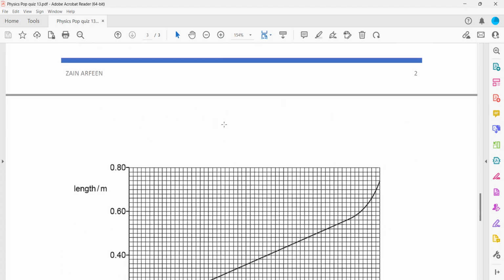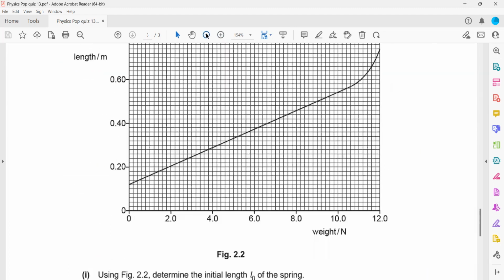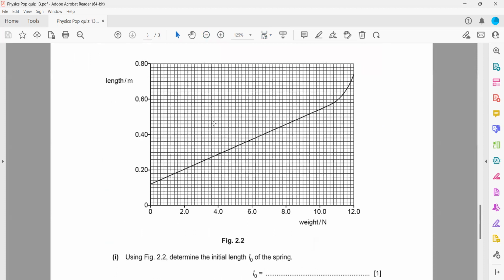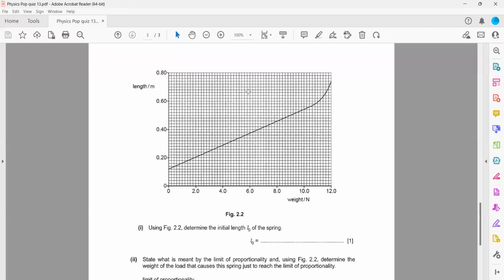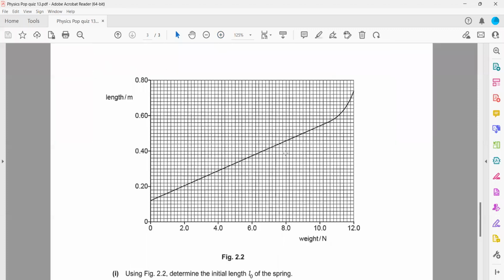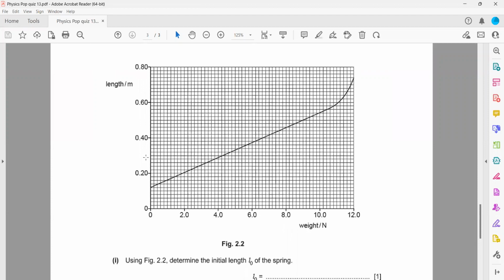So the student plots the result, as you can see on the graph. Use the figure to determine the initial length L0 of the spring. What is the meaning of L0 or initial length? L0 is the length of the spring without any load, when the load is 0. So when the load is 0, we draw a line across, and this is actually L0.